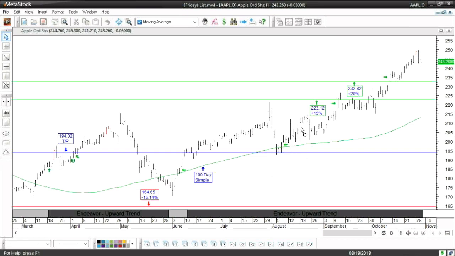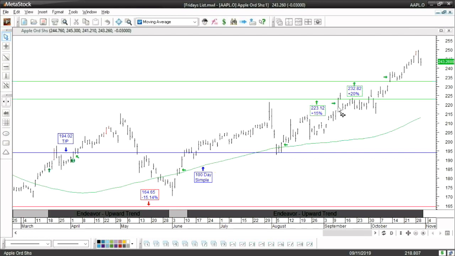The stock comes up, bobs around, comes up, and right here on 9/11, what does it do? It gives us our 15% profit. 223.12 is our 15%. Now, as soon as this happens, half of my position is gone. No question about it. Out, gone. I lock in my profit. I lock in 15% on half of my trade.